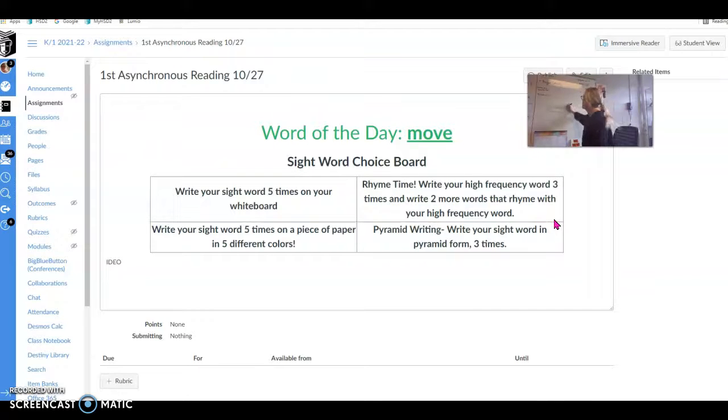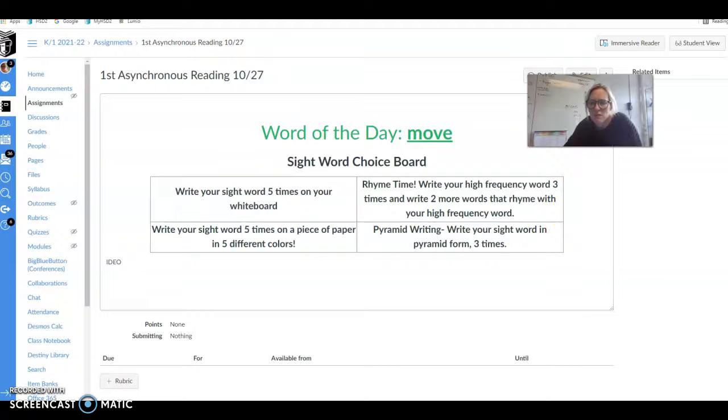So the first thing is I'm going to write the whole complete word at the top of my whiteboard. Then underneath it, I'm going to pyramid write the word 3 times. Pyramid writing means you start with the first letter on the first line like this, M. Then the second letter with the first letter on the next line. So, M-O. Then I got to add my third letter, M-O-V. And finally, I add my 4th letter.